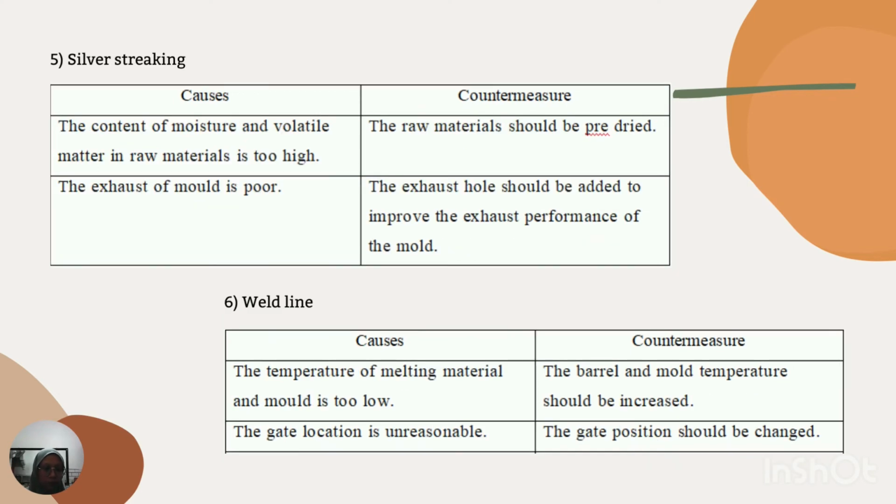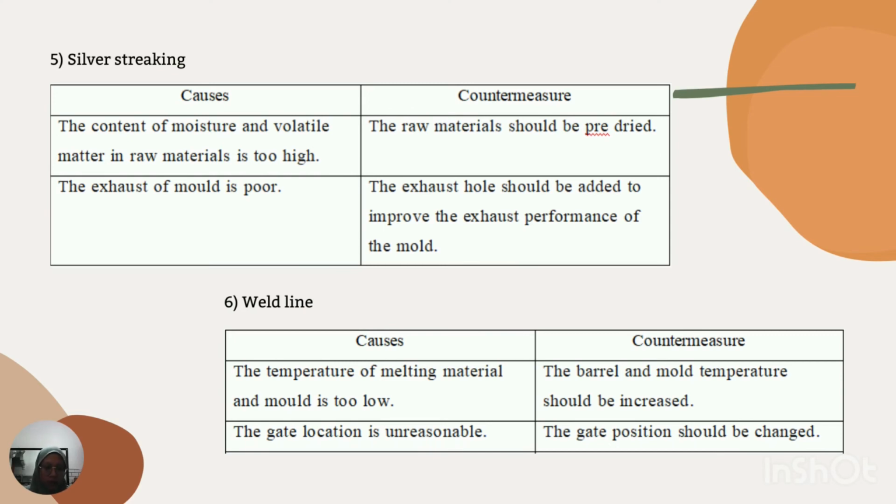Then the silver streaking, caused by the content of moisture and volatile matter in raw materials being too high, and the countermeasure is that the raw materials should be pre-dried. Secondly, the exhaust of the mold is poor, and the countermeasure is that an exhaust hole should be added to improve the exhaust performance of the mold.